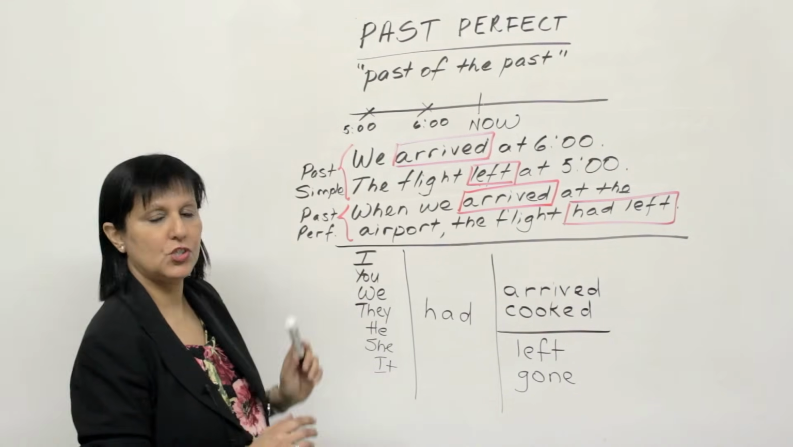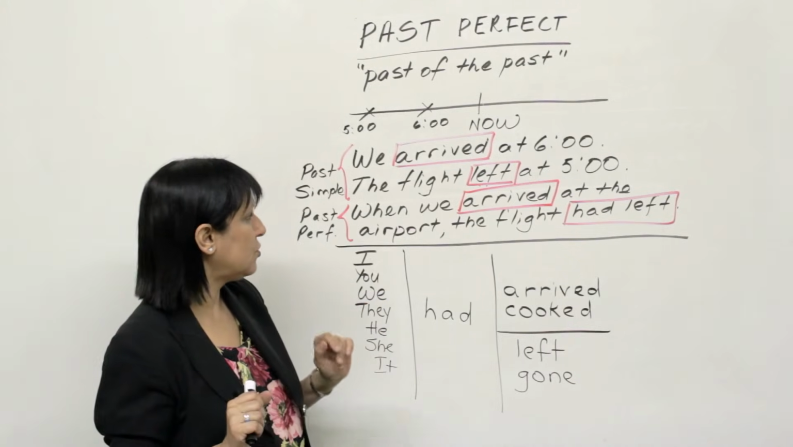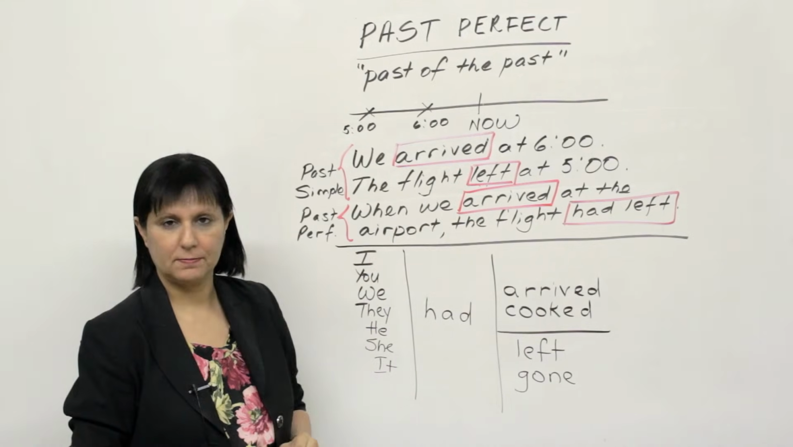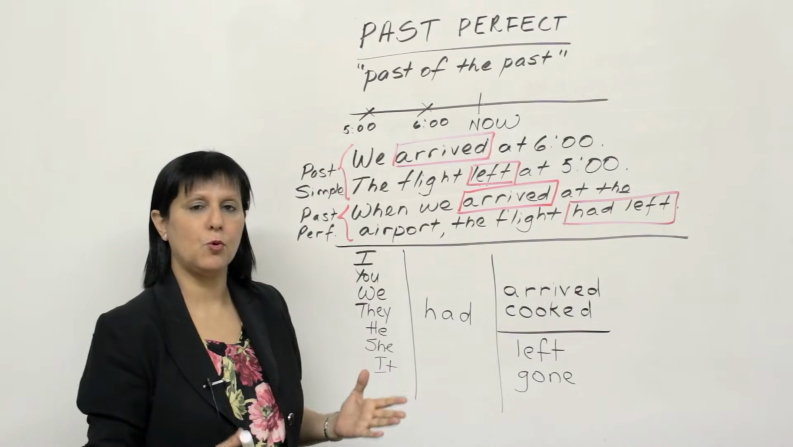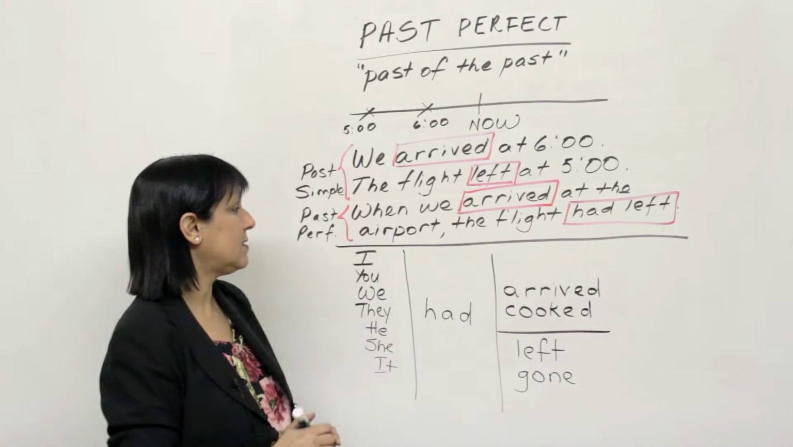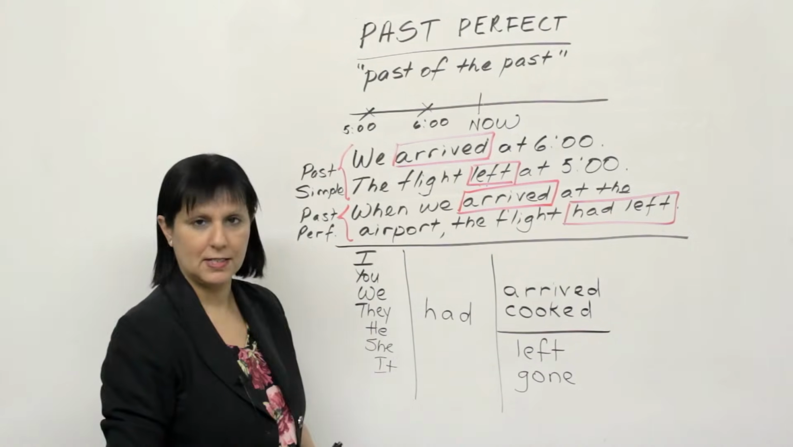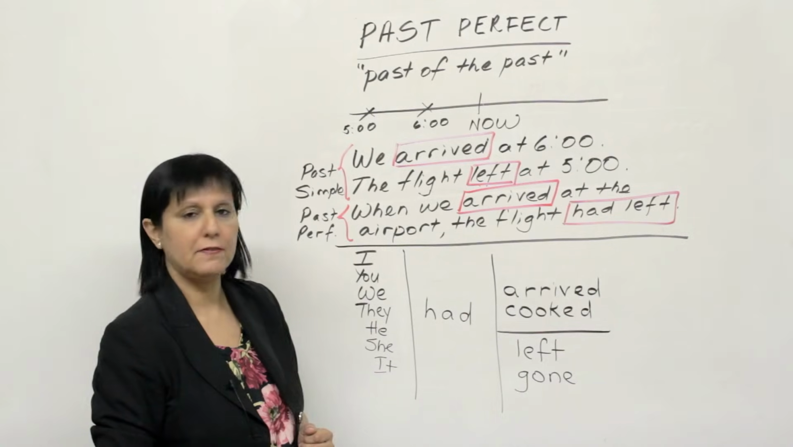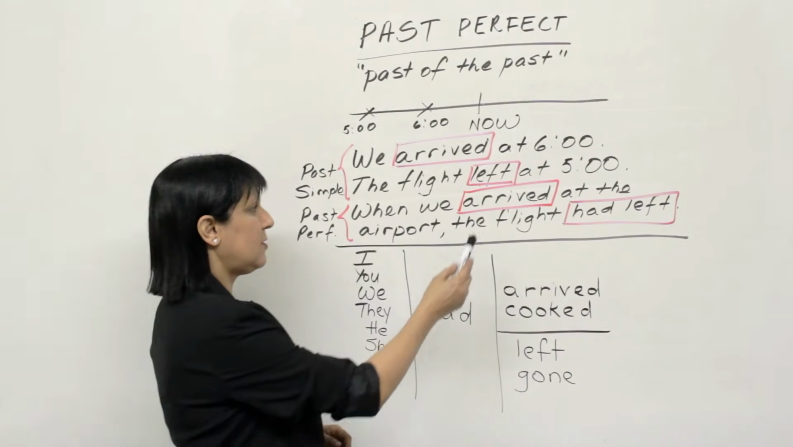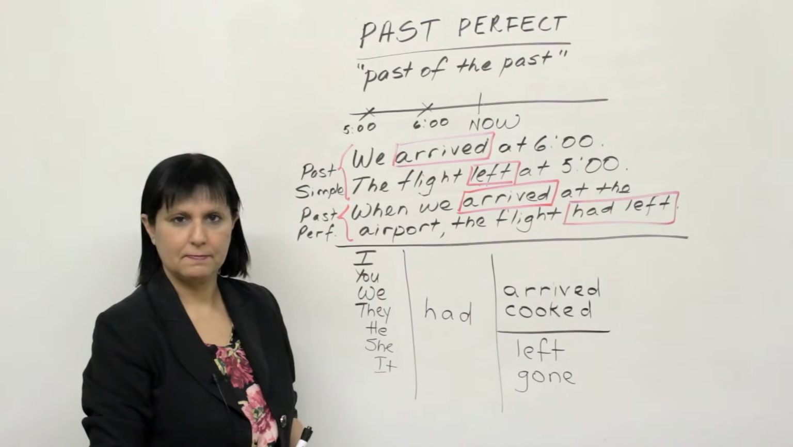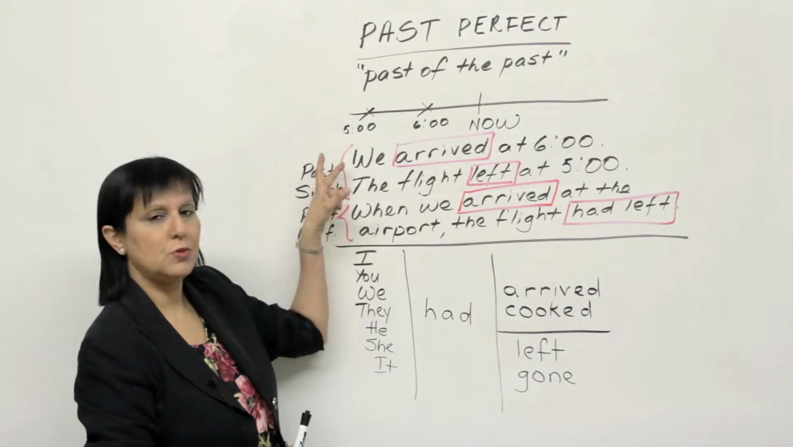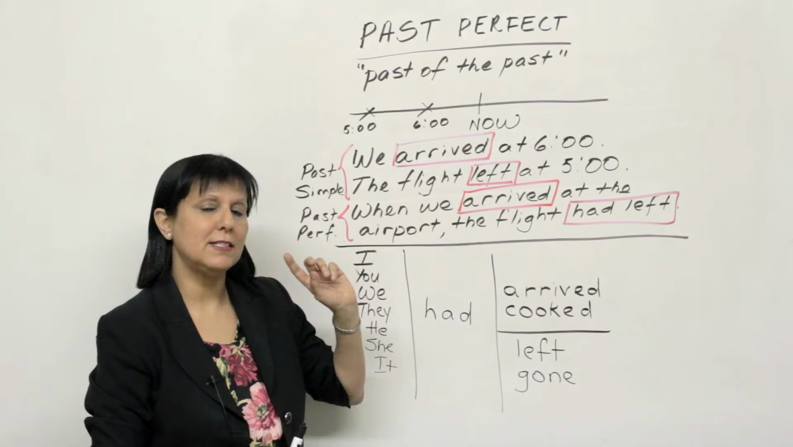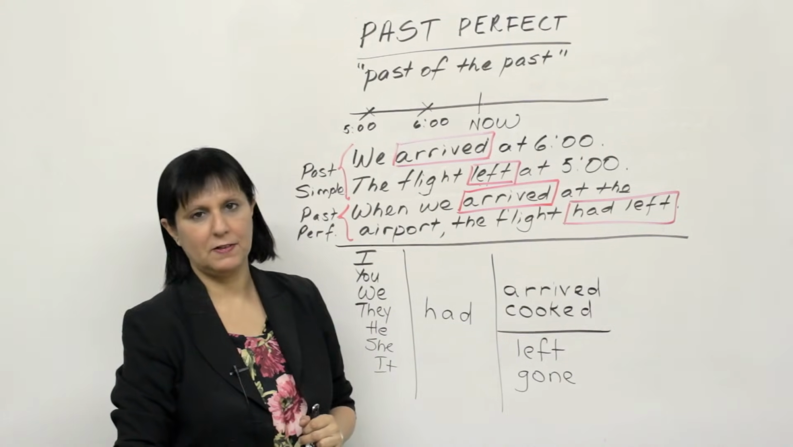So this is first just past simple, all right? Just two simple past simple sentences. We arrived at 6 o'clock, all right? Let's say we arrived at the airport at 6 p.m. This is a past simple tense sentence. Another past tense sentence, the flight left at 5 o'clock, all right? That's another past simple sentence, all right? But these are two separate sentences, and therefore we just use the past simple. We didn't yet make any connection between these two events.